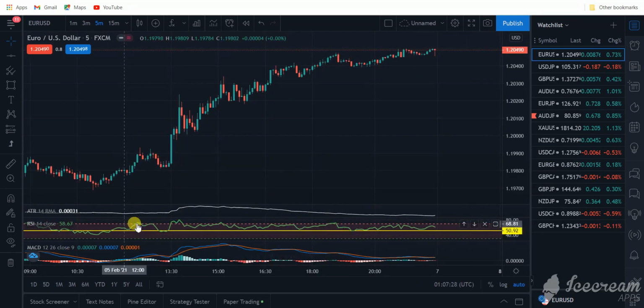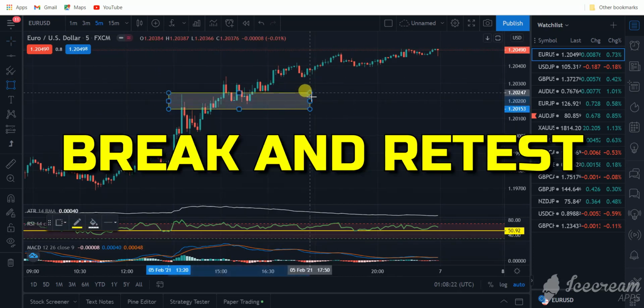You want to see the RSI above this 50 line, and you want to see MACD above on the top, as if it's for a buyer. So guys, I'm talking about the buying setup. So RSI above. We want to see the MACD lines above the histogram, not below the histogram. And that is criteria number 2. And the third criteria is we want to wait for a break and retest.